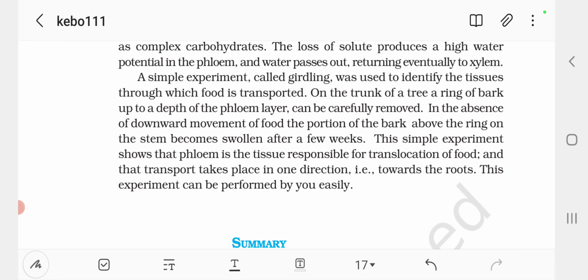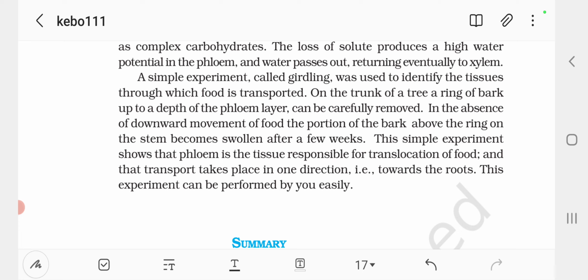A simple experiment called girdling was used to identify the tissues through which food is transported. On the trunk of a tree, a ring of bark up to the depth of the phloem layer can be carefully removed. In the absence of downward movement of the food, the portion of the bark along the ring on the stem becomes swollen, and after a few weeks.